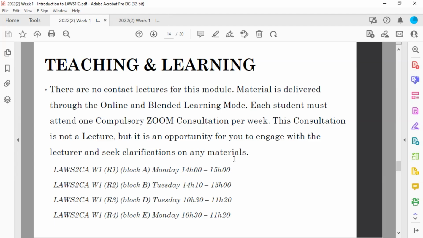You do not have 4 lectures per week for every group. Every group has 1 Zoom consult session, right? Your consult session is on a Tuesday at 2:10 until 3 o'clock. So 1 Zoom consult session gives you an opportunity to engage with us about things that you want clarity on, that you feel unsure about. It gives us an opportunity to highlight certain aspects for you, right?